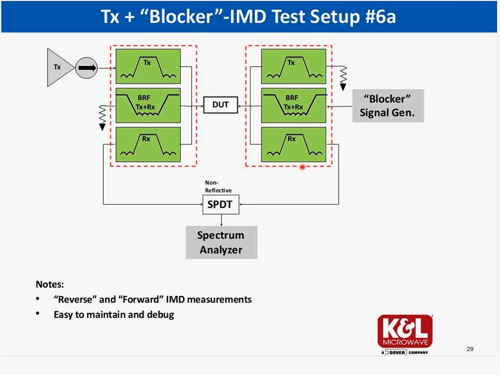So setup 6A is for the cases where we can squeeze some of the LTE bands. We don't need a low-pass band-pass duplexer to extend the band. Some LTE bands we need, depends. So this is a case where the blocker can be injected from the BRF from this side and the TX from that side. Again, SPDT to measure reflected and forward measurement.